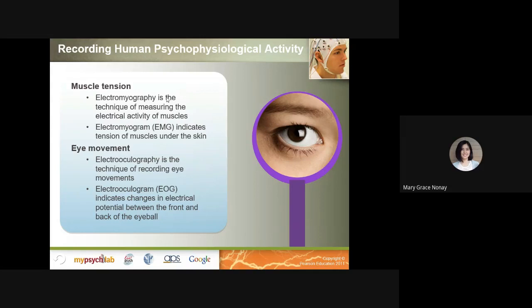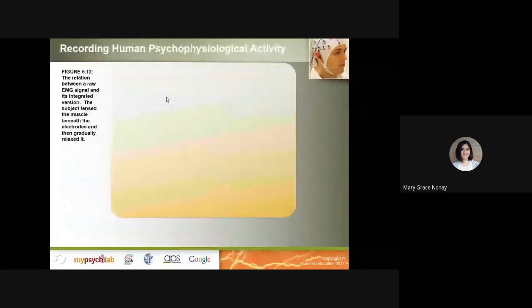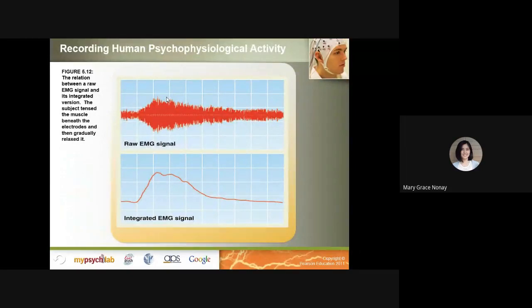Okay. Another is for eye movement. We also have electrooculography. So ito naman yung technique to record eye movements. And the electrooculogram indicates changes in electrical potential between the front and back of the eyeball. So ayan. So ito yung EMG signal and the integrated version. So the subject tensed the muscle beneath the electrodes and then gradually relaxed. So ayan. So that's why nag-rise up muna and then nag-relax.